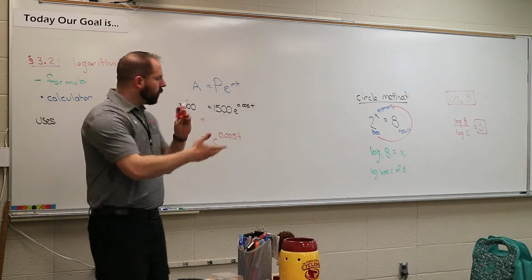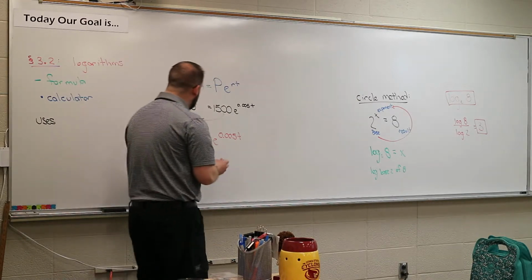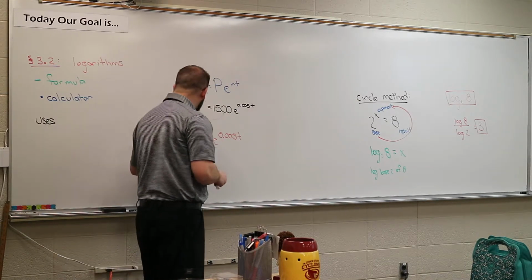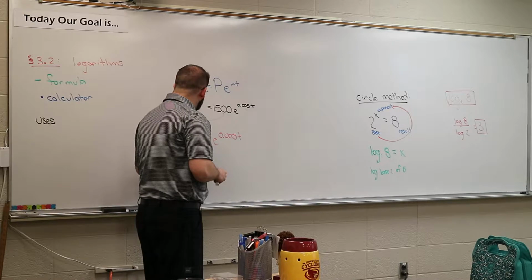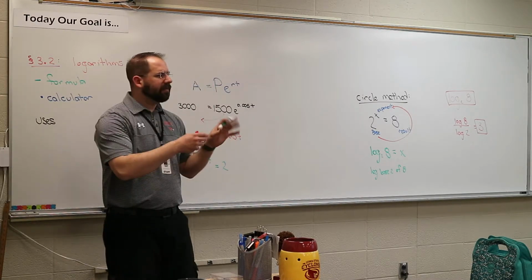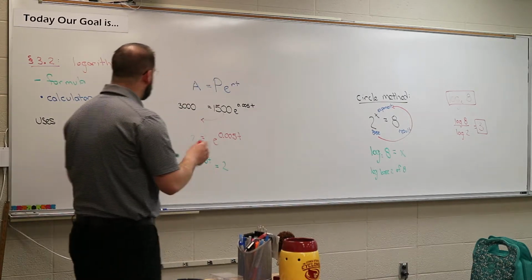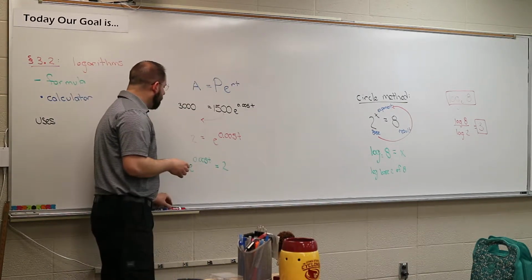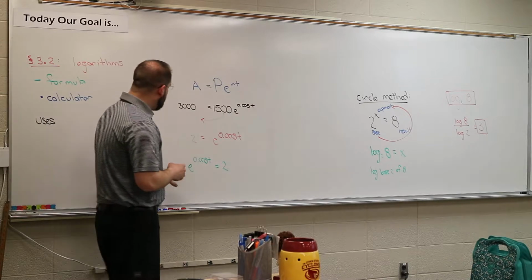Now, I'm going to rearrange this problem. I'm going to do the symmetry property so that I can get the e on the other side. So e^(0.005t) equals 2. I always like to have the variable on the left. Now, how this works is we're going to take a logarithm of both sides.